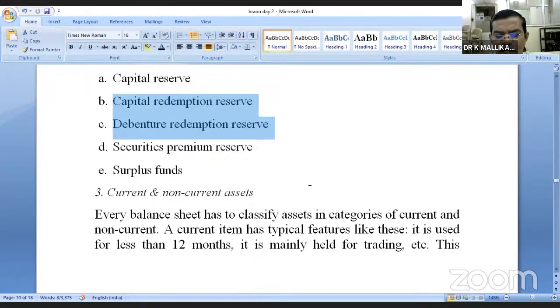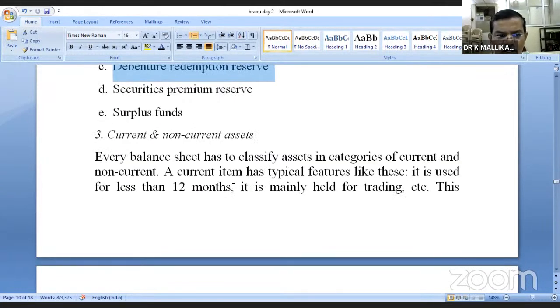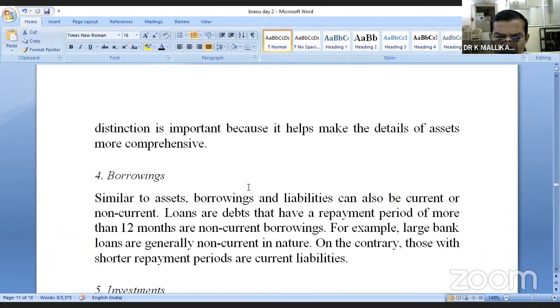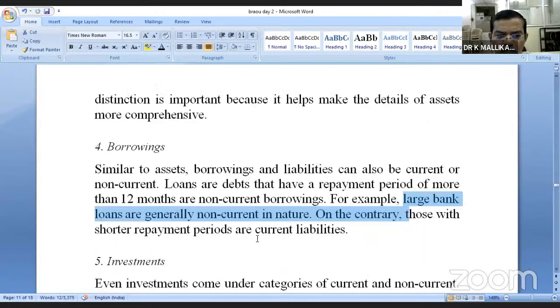And current and non-current assets. Current asset means less than 12 months. Non-current means more than 12 months. Borrowings are either short-term borrowings or long-term borrowings, nothing but current borrowings and non-current borrowings. Current borrowings are less than 12 months, and non-current means more than one year. For example, large bank loans are generally non-current in nature, while other countries have shorter repayments.